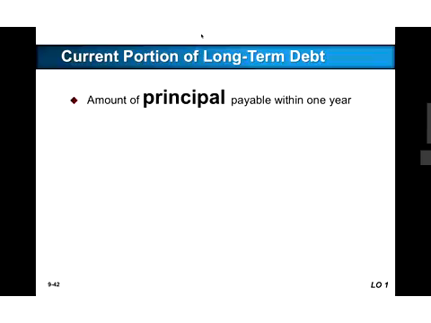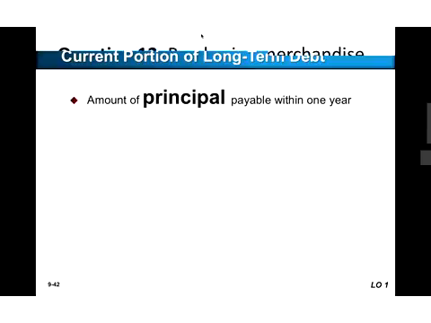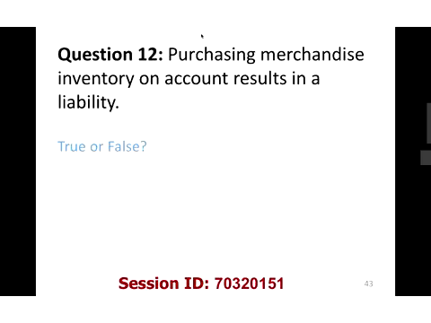Okay, so current portion of long-term debt is the amount of principal payable within 1 year. Emphasis on the word principal, not interest. Interest goes into interest payable. We'll see that in a different spot. Okay, so before we go on, quick question here. Purchasing merchandise inventory on account results in a liability. True or false?